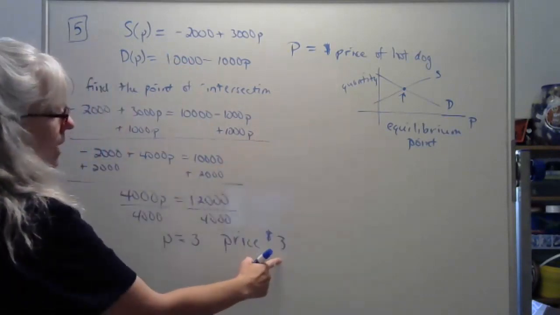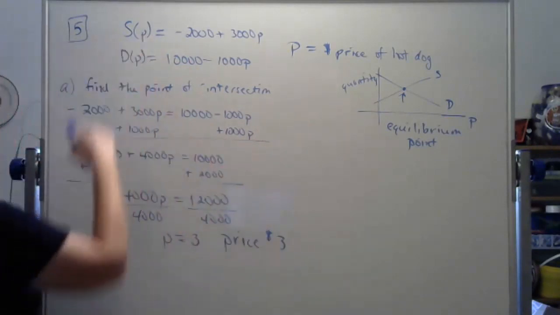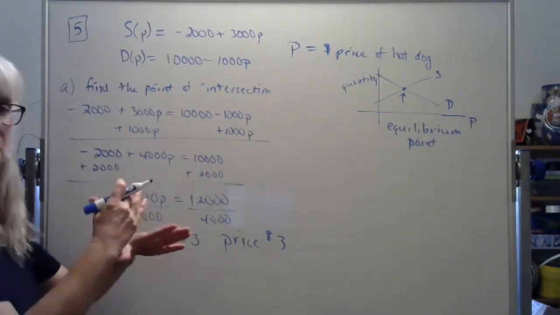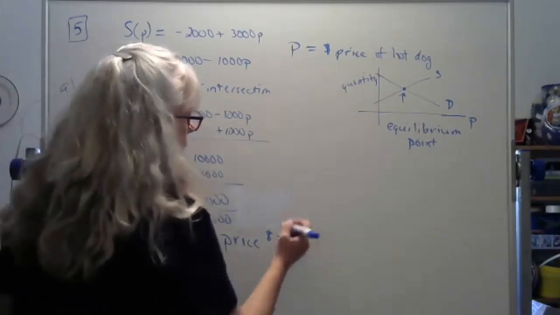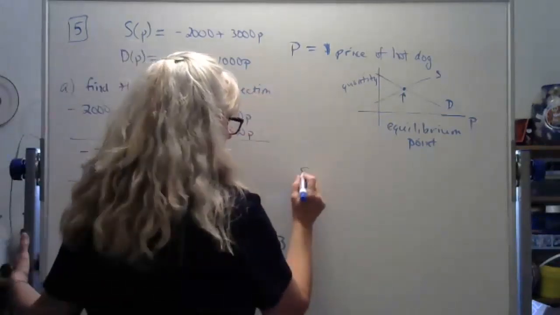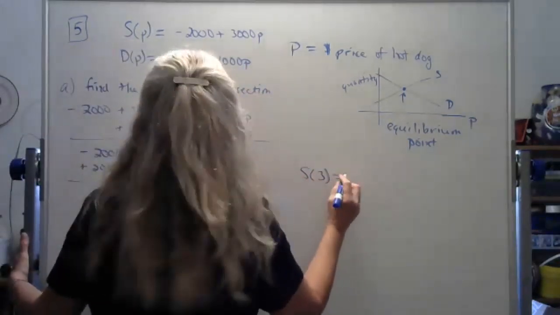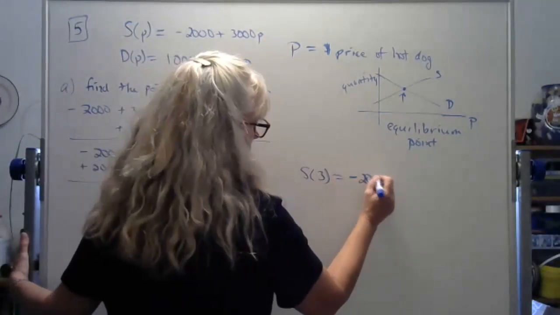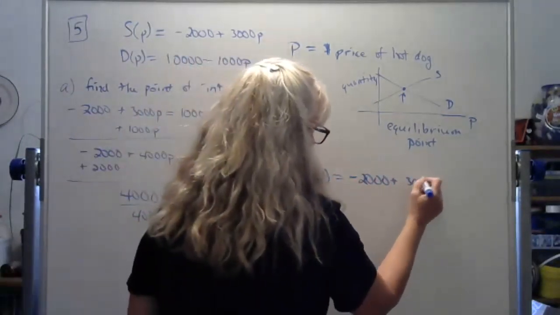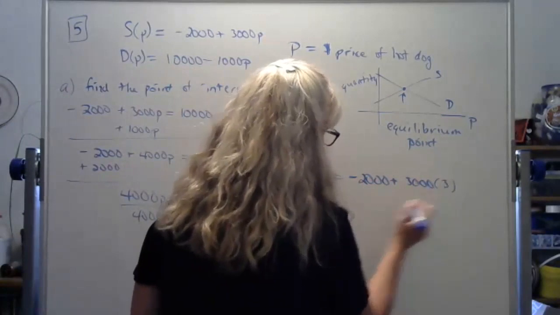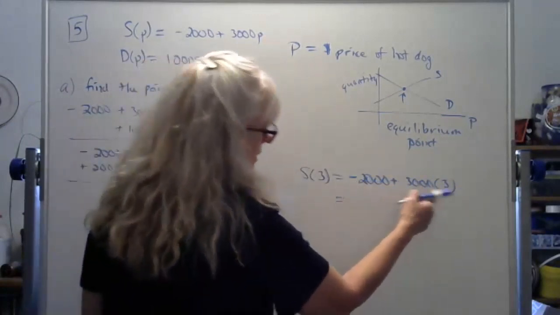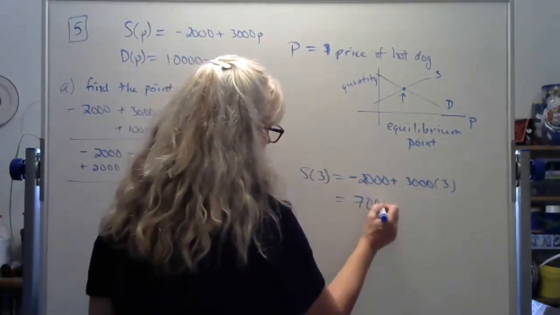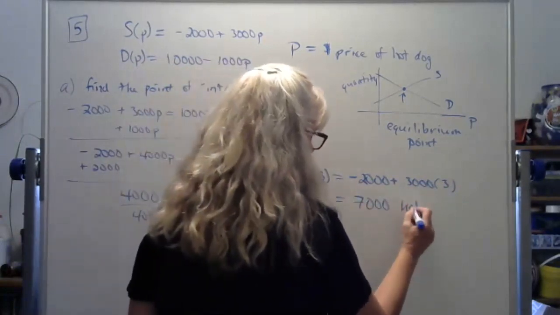So we're going to take that 3,000. You can plug it back into either of the equations because they're meeting here. It's not going to matter. You can plug it into either one of them. So I'm just going to pick the supply one. So I'm going to find S of 3. So that would be a negative 2,000 plus 3,000 times 3. Well, 3,000 times 3 is 9,000. Negative 2,000 plus 9,000 gives me 7,000 hot dogs.